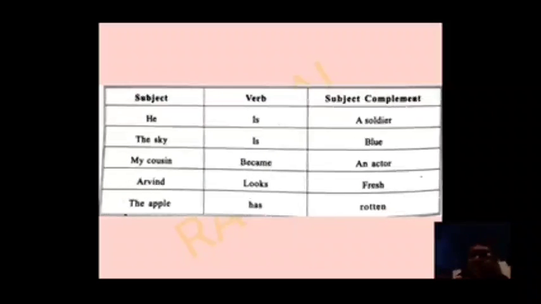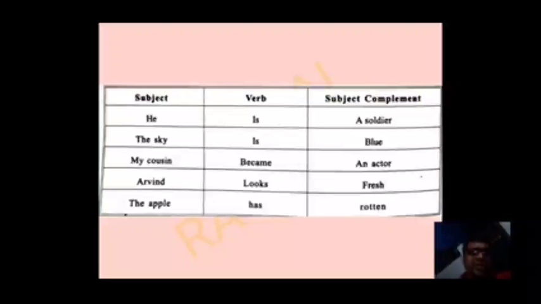Let us discuss another model: subject, verb plus subject complement. Here we are giving a complement to the subject, so it is called subject complement. He is a soldier. He is a man, but he has some special quality. What quality does he have? He is a soldier.